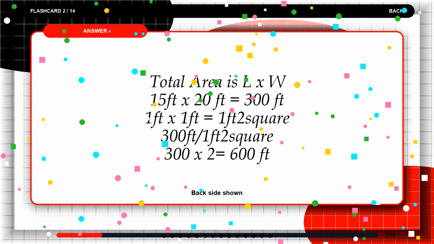The answer is: total area is L times W, 15 feet times 20 feet equals 300 square feet. Each tile is 1 foot by 1 foot equals 1 square foot. 300 square feet divided by 1 square foot equals 300 tiles. 300 times $2 equals $600.